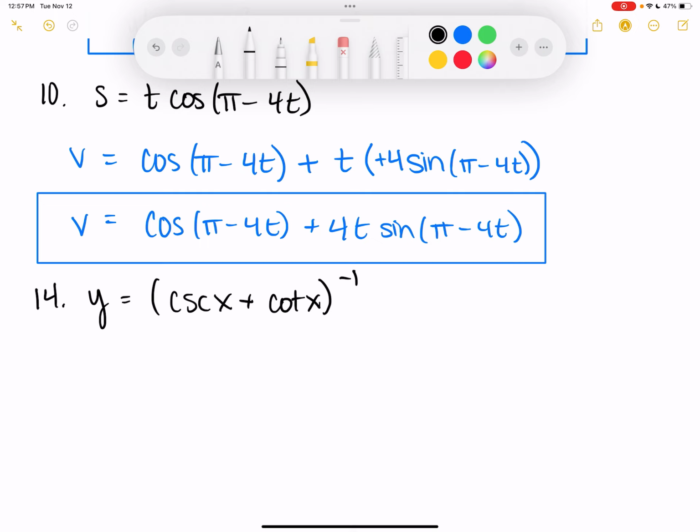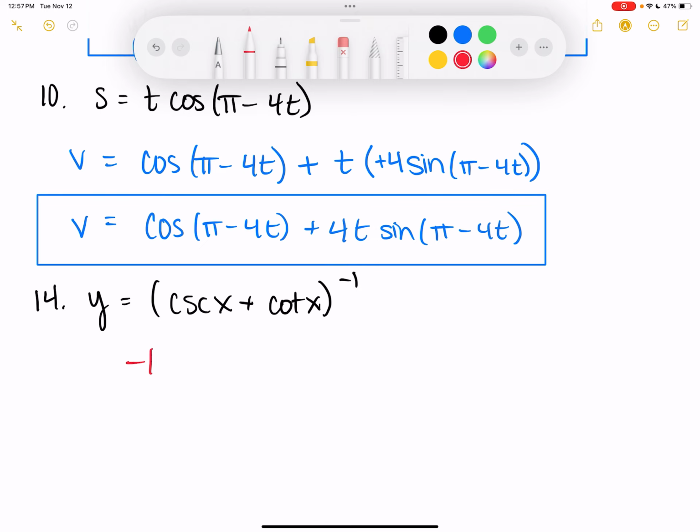Negative 1 to the negative 2. Yes, okay. So negative 1 times everything inside stays the same, so you just copy it down exactly as it is, raised to the negative 2. Then it gets multiplied by the derivative of the inside.